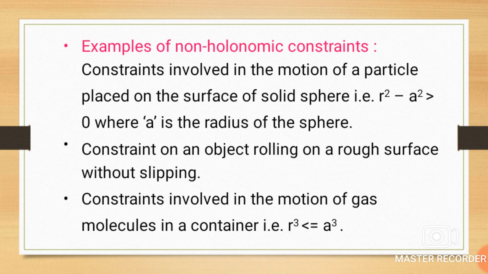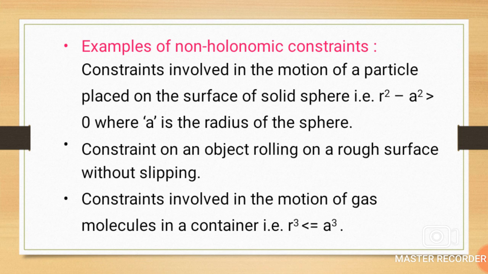Suppose we take the sphere with radius a, and the motion of the particle which is placed on the surface of the sphere. So this system with the constraint is expressed in the form of an inequality. So this is an example of a non-holonomic constraint.